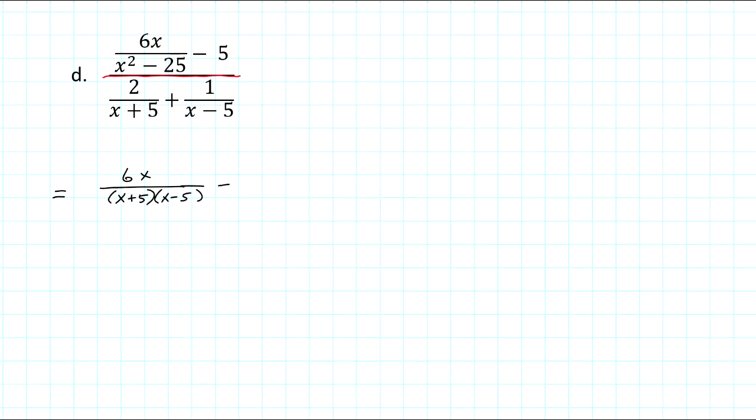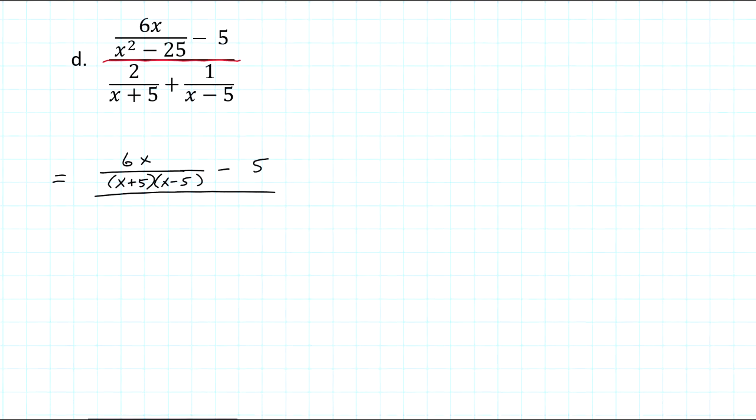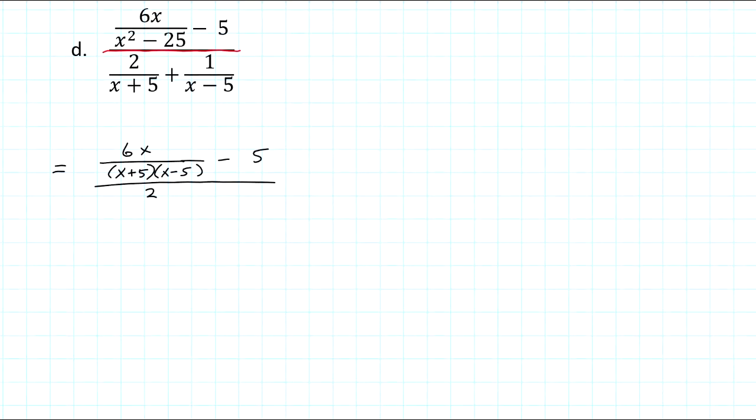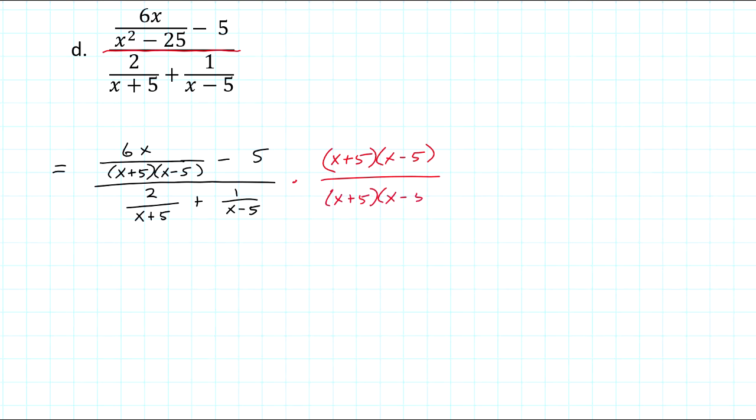And we see that that's going to be our common denominator amongst all of the little fractions inside this big fraction. So I have 6x over x plus 5, x minus 5, all minus 5, all over 2 over x plus 5 plus 1 over x minus 5. And I want to multiply the top of the big fraction by x plus 5, x minus 5, and the bottom of that big fraction by x plus 5 times x minus 5.